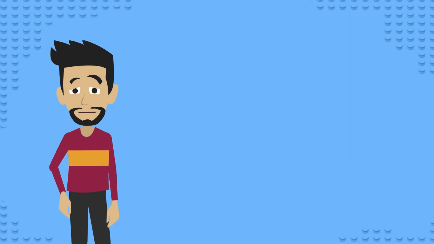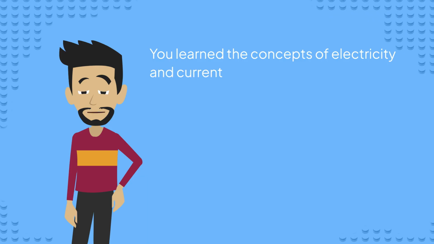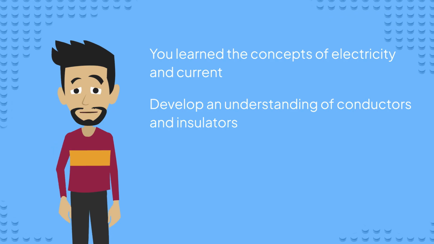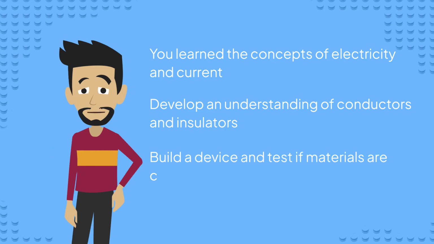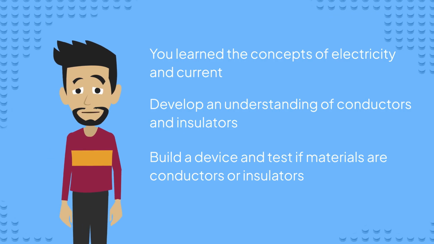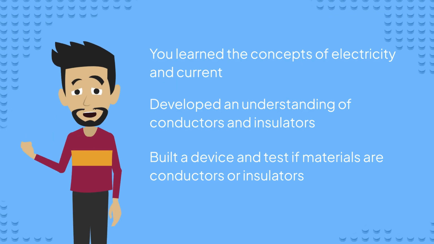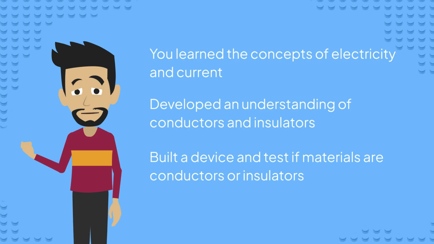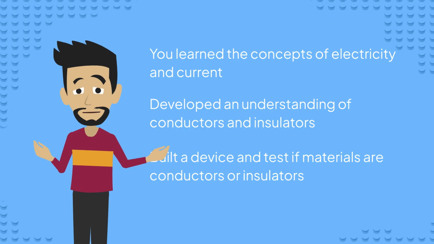Great work, everyone! Today we learned some of the basic concepts of electricity and current. We developed an understanding of conductors and insulators, and we built a device to test materials and classify them as conductors or insulators. An electron may be tiny, but the world of electricity is huge. Today, you learned the foundational steps that engineers need to understand when working with and building electronic circuits. It won't be long before you're building them too.